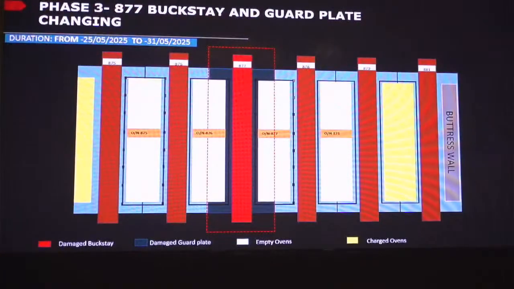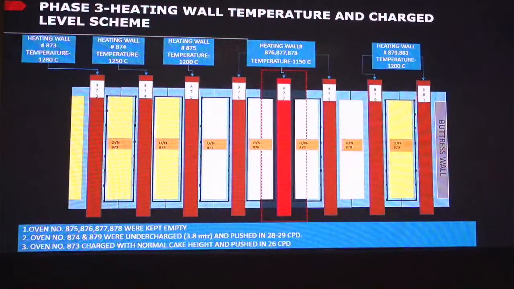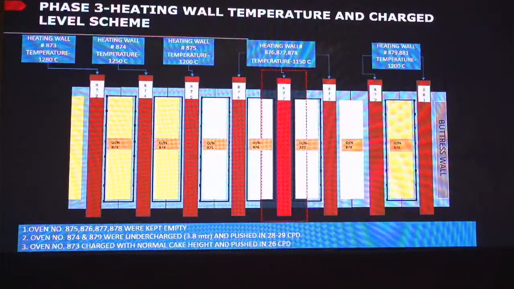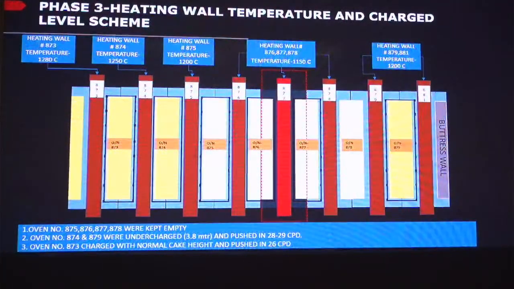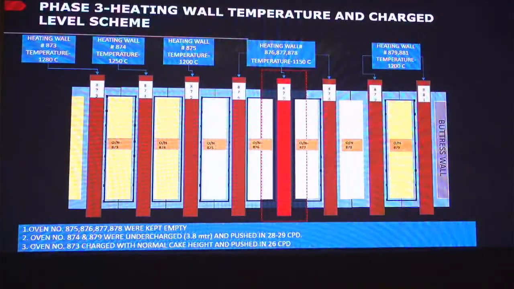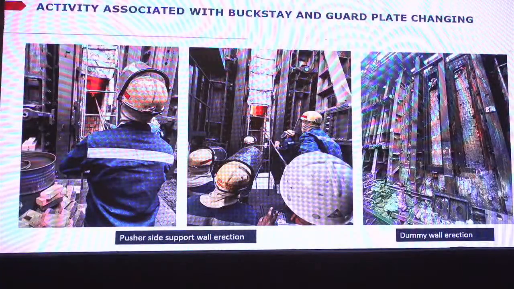So in phase 3, 877 bucket stay and guard plate changing plan. The same thing we followed. Oven numbers 874 and 879 were under-charged and pushed out in 28 to 29 hours, and oven number 873 was charged with the normal coke height and pushed in 26 CPD.